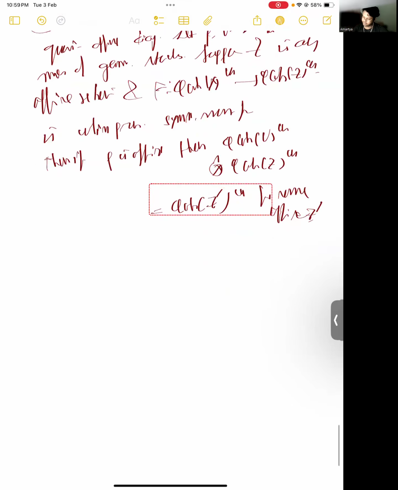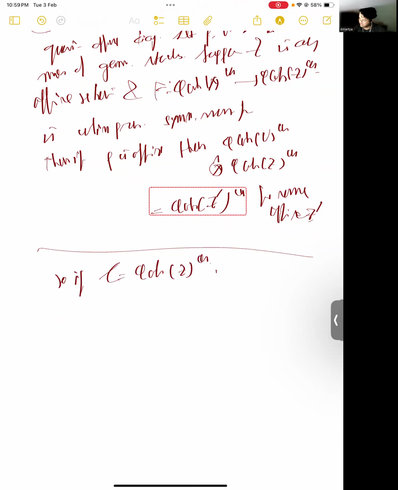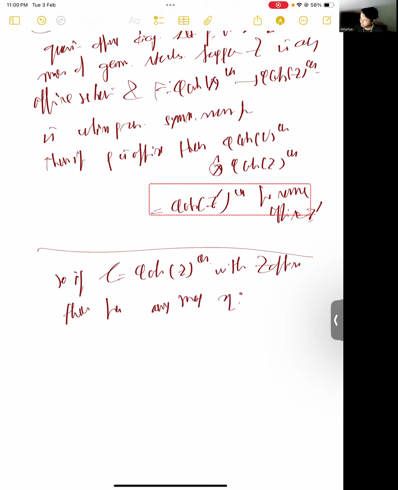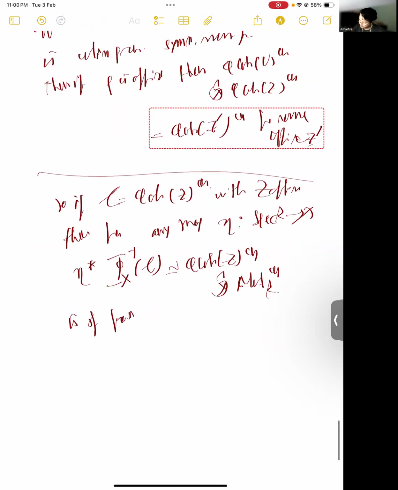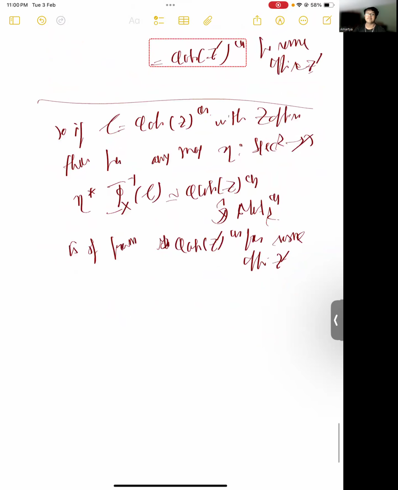So we use this lemma: if C is like Q-coh ZCN with Z affine, then for any map, say eta from spec R to X, eta upper star phi inverse C is equivalent to mod CNR, which is of the form Q-coh ZCN for some affine Z.